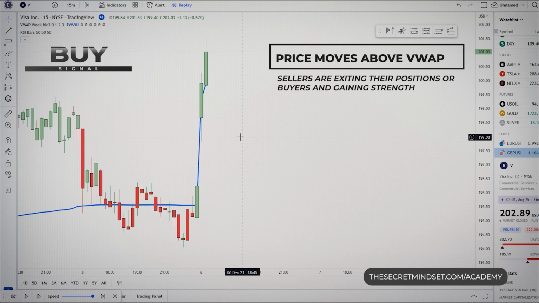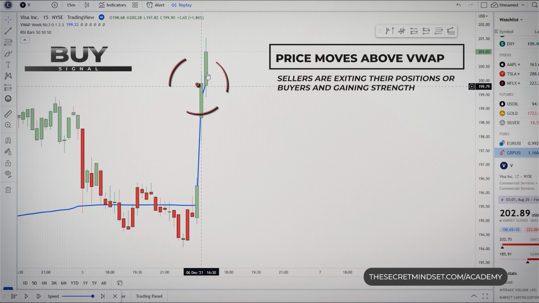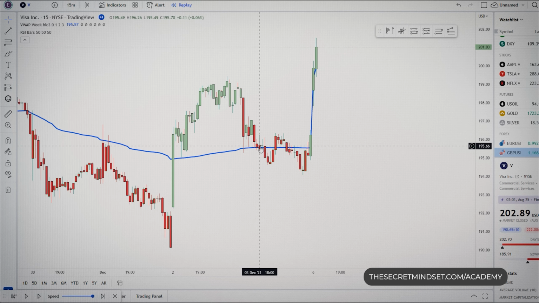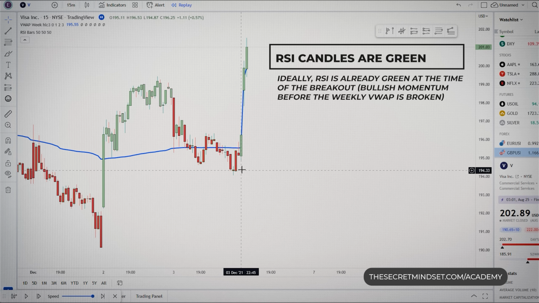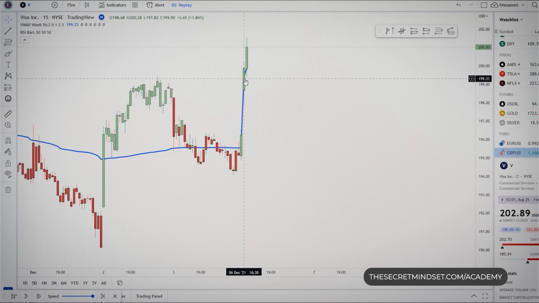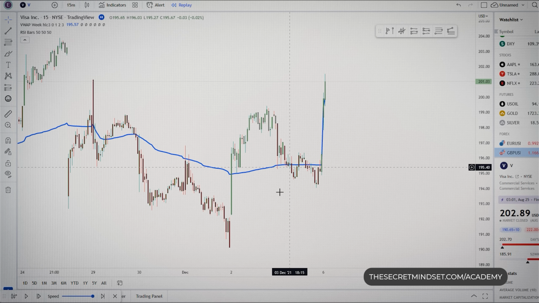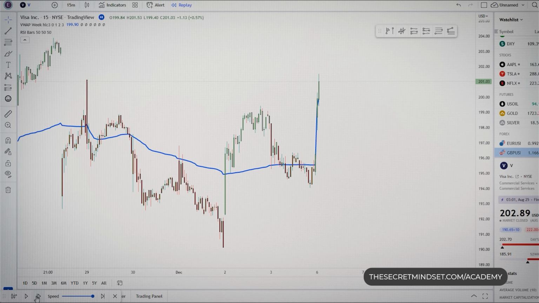This can often signal that sellers are exiting their positions or buyers are gaining strength, which moves price above VWAP. Now, very important, ideally, the RSI is already green at the time of the breakout. So there's bullish momentum before the weekly VWAP breakout. This is not a must-have condition, but there's something I've observed in my backtests.